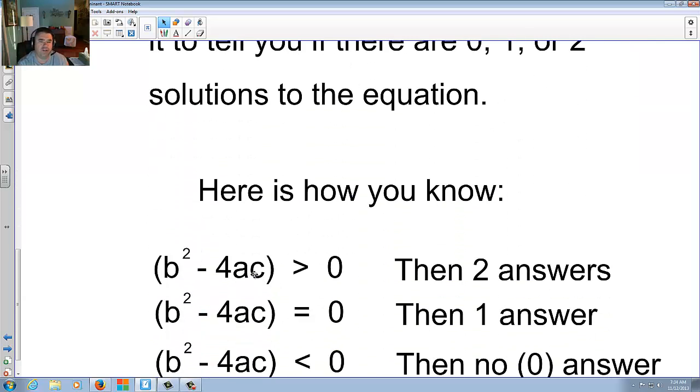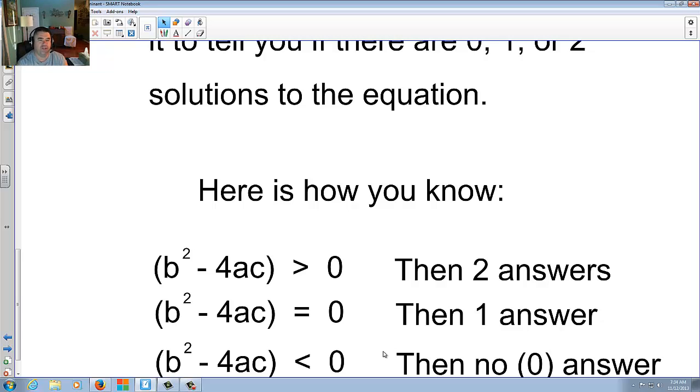If b squared minus 4ac is greater than 0, then there's 2 answers. That means that the parabola is going to go through the x-intercept twice at 2 points. If b squared minus 4ac equals 0, then there's 1 answer, meaning the parabola is going to sit on or reach up to just, if this was the x-intercept, either be right at the line, this way, or this way. That's if there's 1 answer.